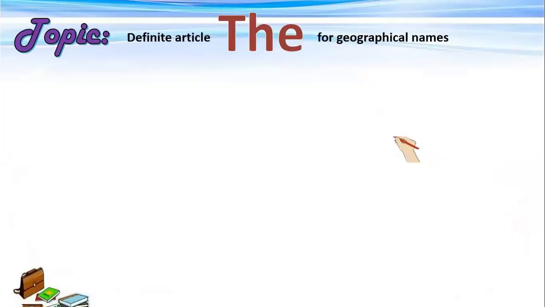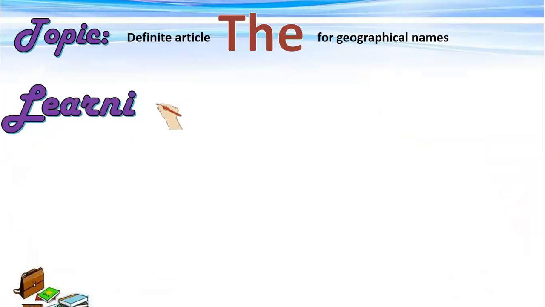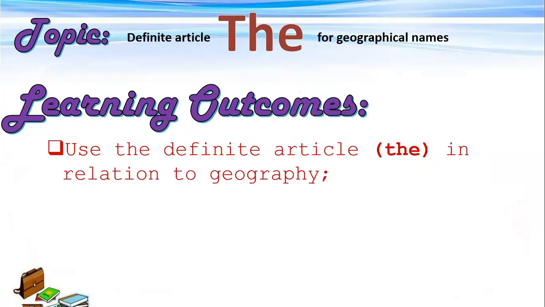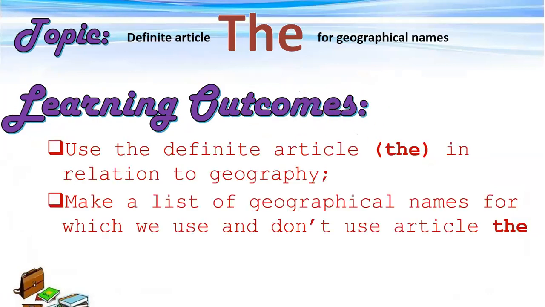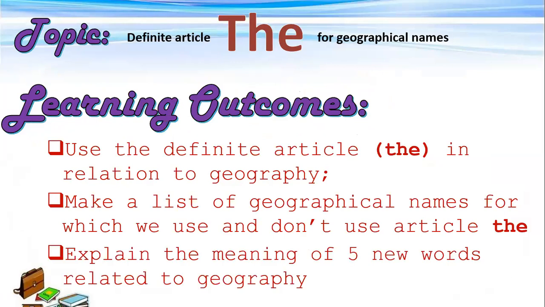So the topic of today's lesson is the definite article "the" for geographical names. Let me share with you the learning outcomes of today's lesson. By the end of the lesson, you will be able to use the definite article "the" in relation to geography, make a list of geographical names for which we use and we don't use the article "the", and explain the meaning of 5 new words related to geography.